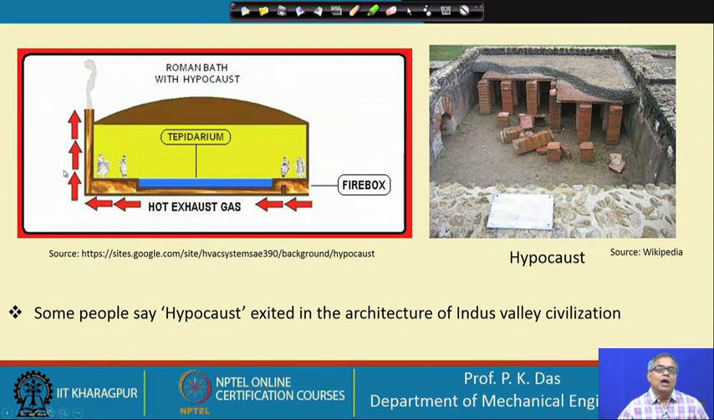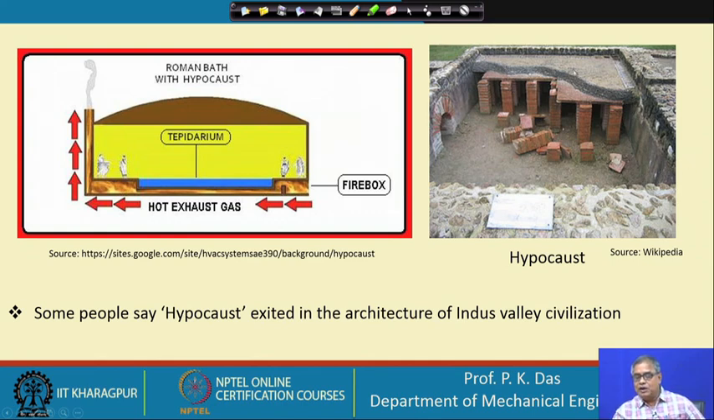Below this there is a firebox, here heat is generated. The hot gas passes through this and at the top there is liquid. So, this is heat transfer between two fluids, and this is the early concept of a heat exchanger. The physical construction was something like this.